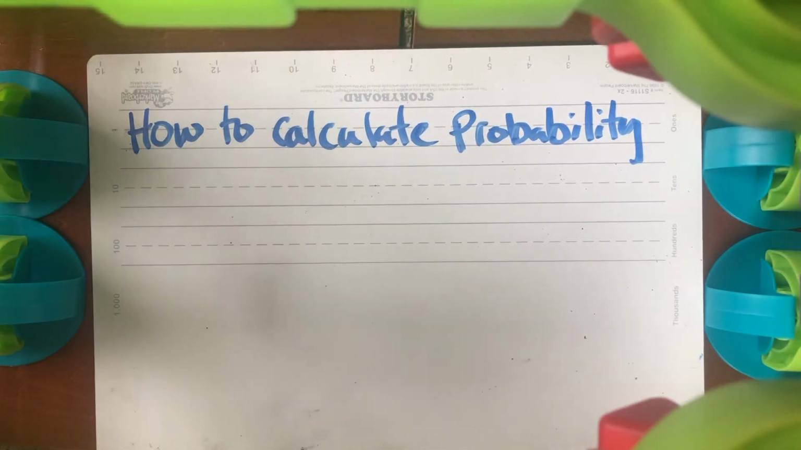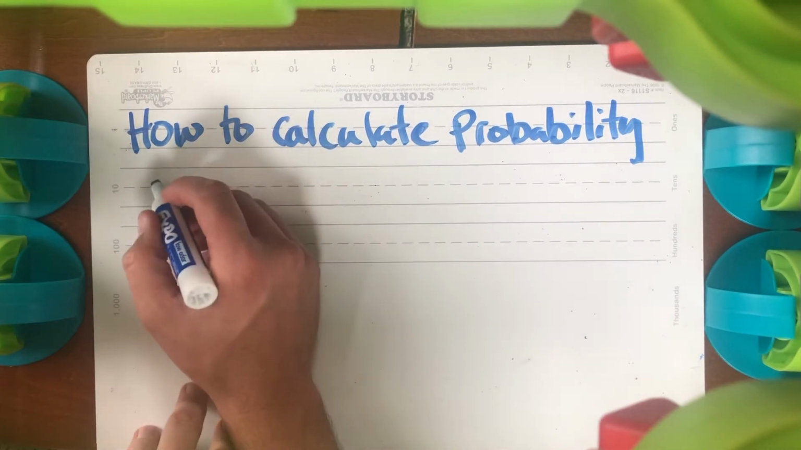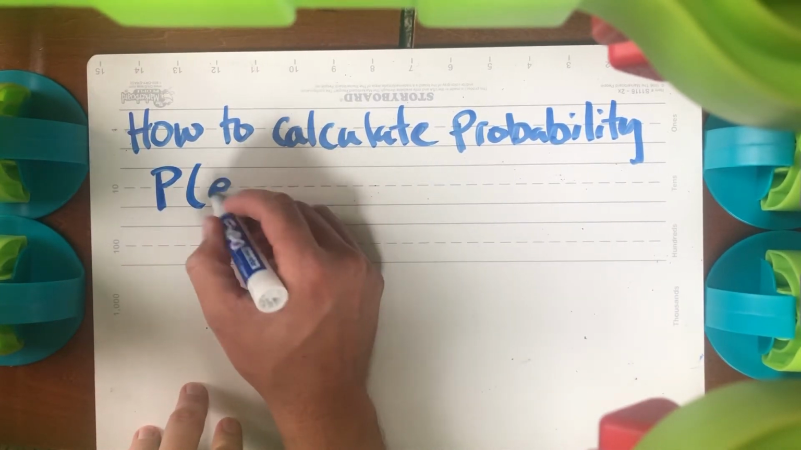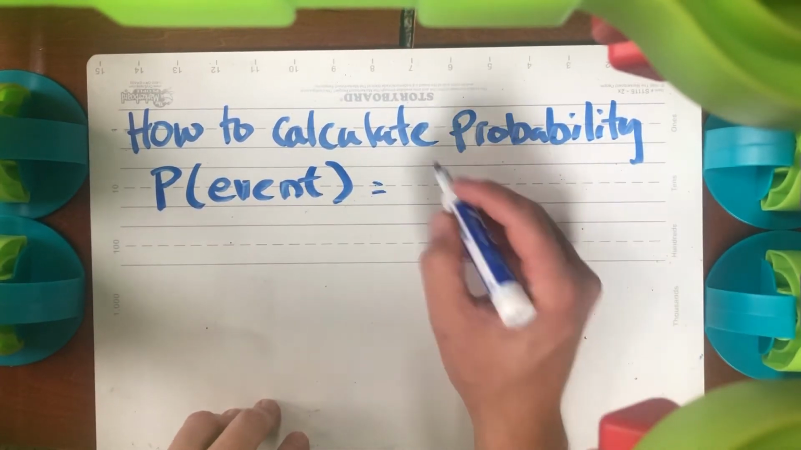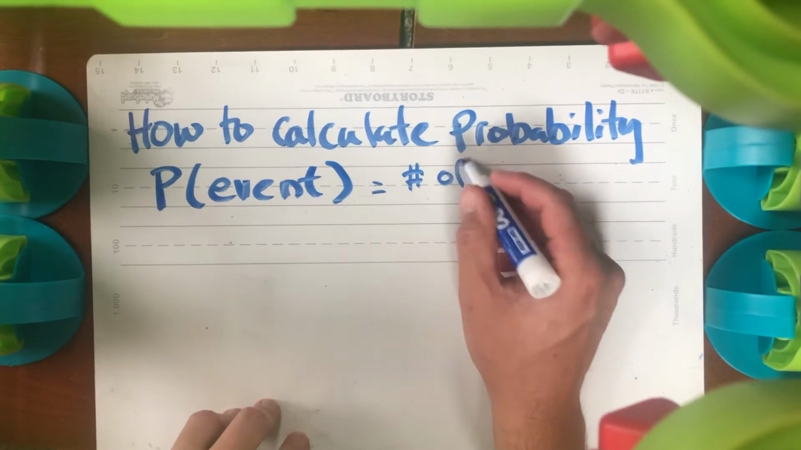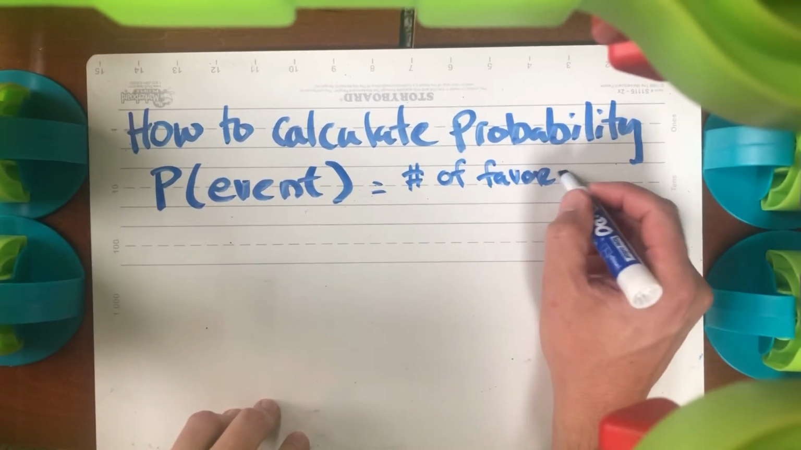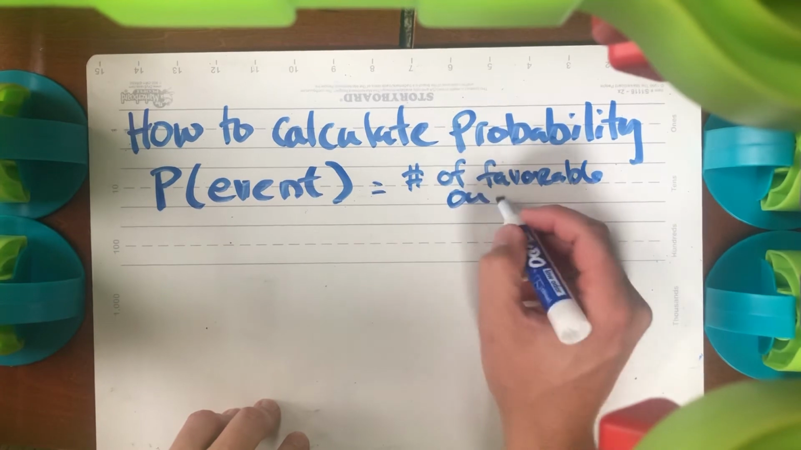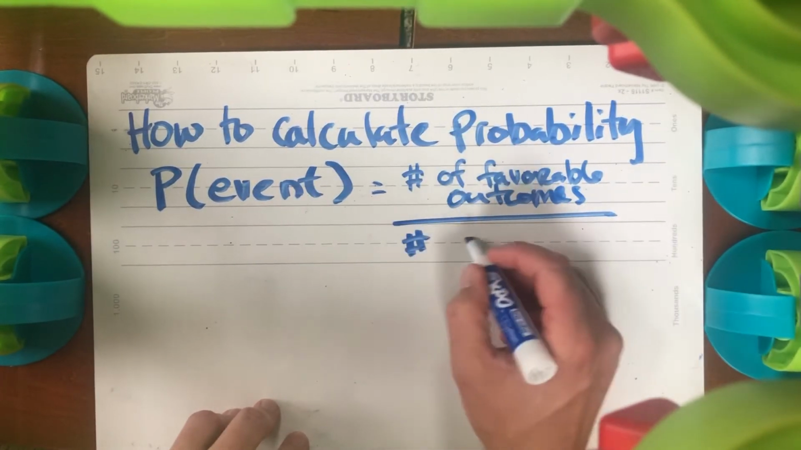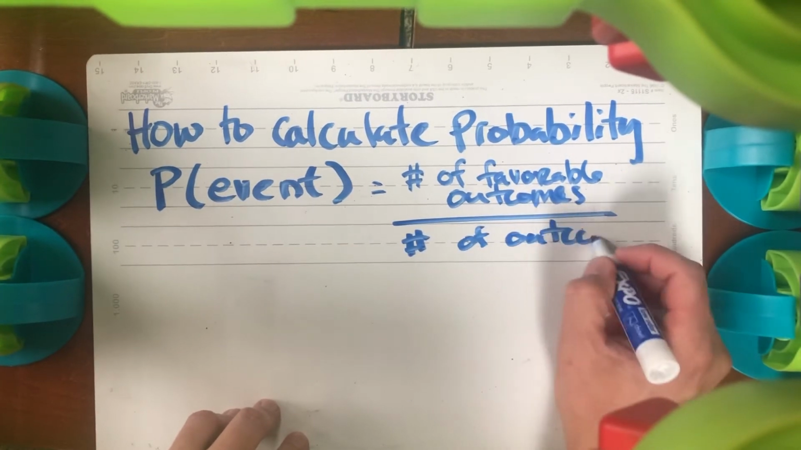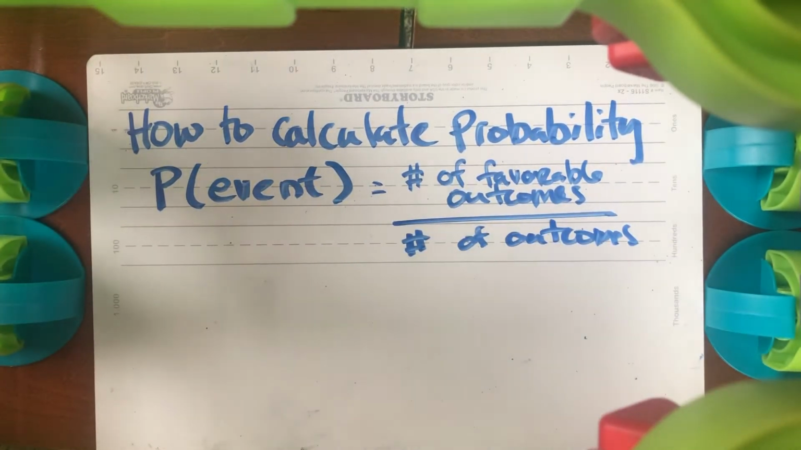The purpose of this video is to teach you how to calculate probability in general. Probability has a certain notation. We write P of an event occurring is always equal to the number of favorable outcomes divided by the total number of outcomes. All right, so it's the number of favorable outcomes divided by the total number of outcomes.